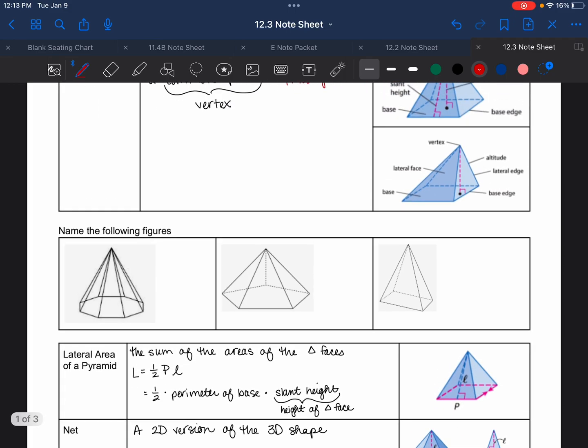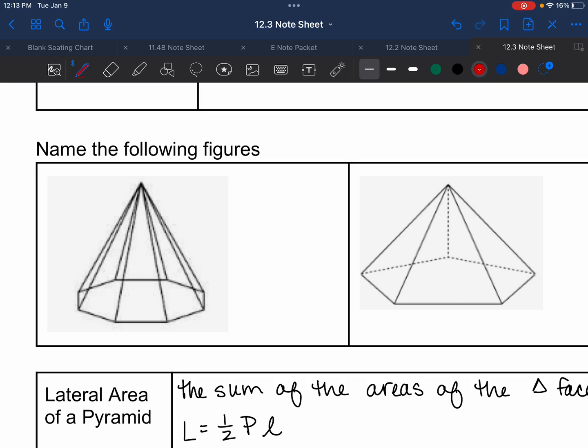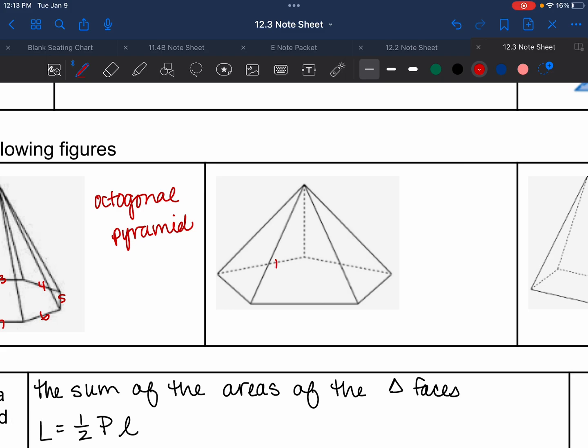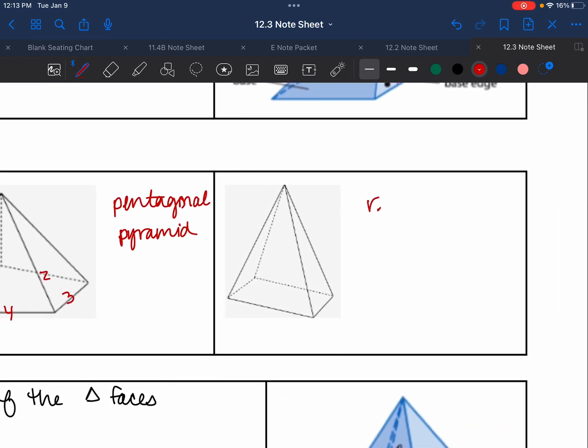When you name a pyramid, you are going to use the base to create the name. So the base of this pyramid has 1, 2, 3, 4, 5, 6, 7, 8 sides. So this is an octagonal pyramid. This next one, the base has 5 sides: 1, 2, 3, 4, 5. So this would be a pentagonal pyramid. And this last one, the base is a rectangle. So this would be a rectangular pyramid.